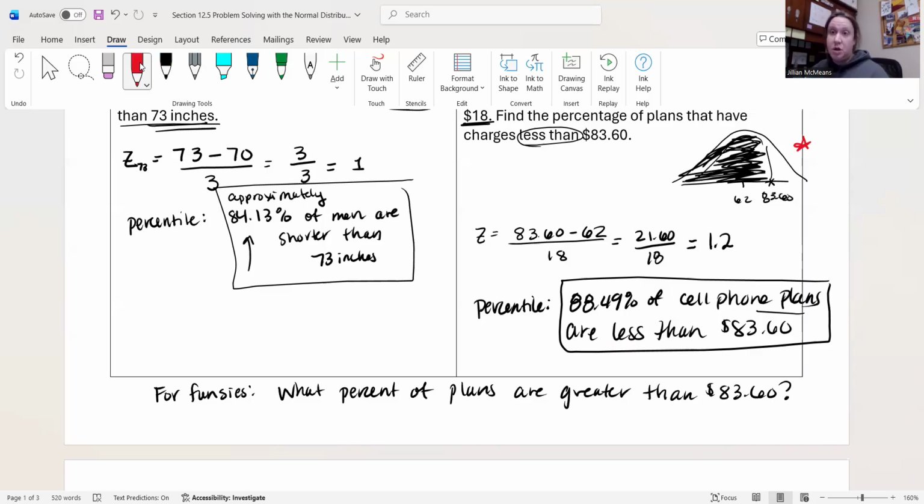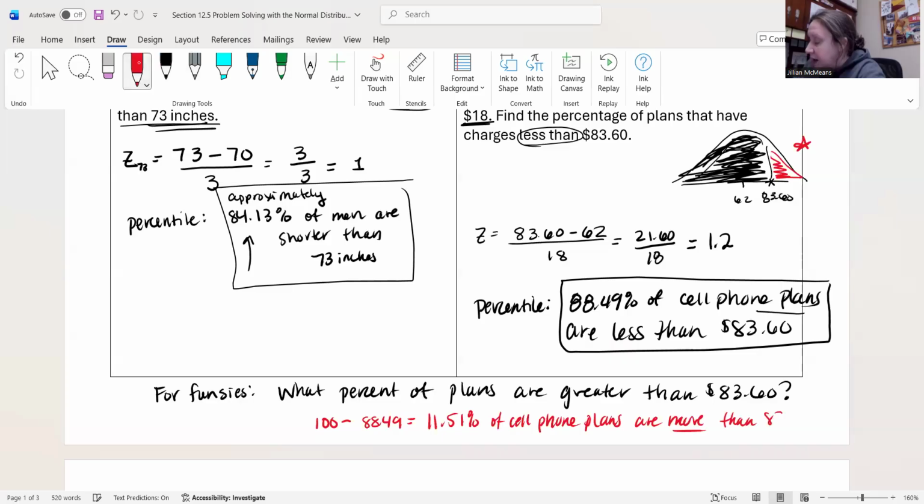88.49% of plans are going to be charged less than $83.60. So what would this be? Well, we would take 100%, subtract 88.49, and that would tell us the percentage that's left over to represent cell phone plans that are going to have charges of more than $83.60. So we take 100, we subtract 88.49, and we get 11.51% of cell phone plans are more than $83.60.